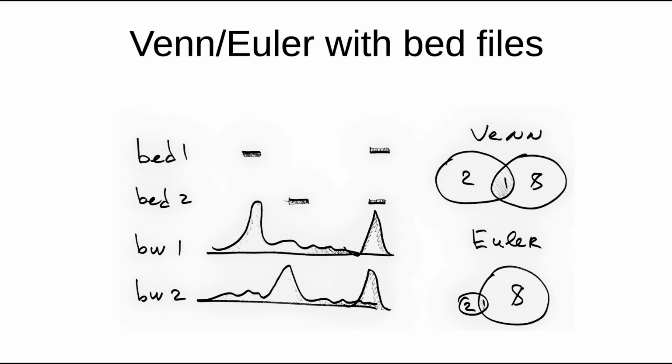Hi. When you deal with the bed files, which are indicators of peaks in your genome, of course you would like to count them all, and then if you compare different conditions, you would like to know how many of those peaks are in common and how many are different. And of course you think about something simple like a Venn diagram or Euler.